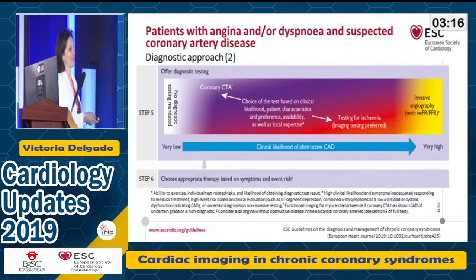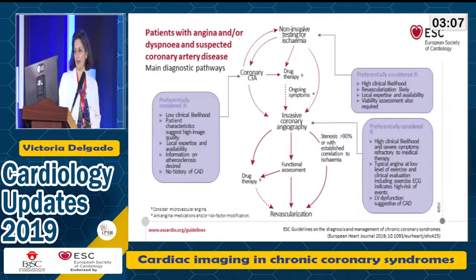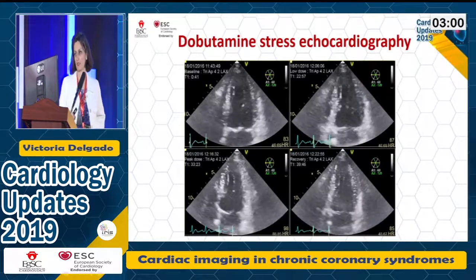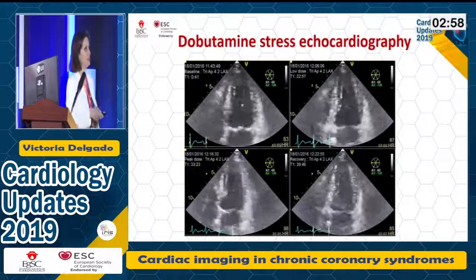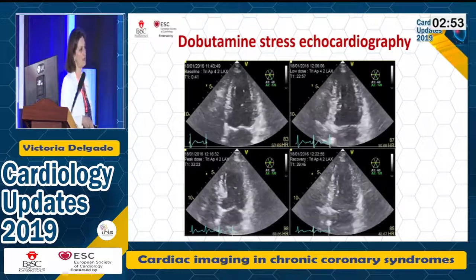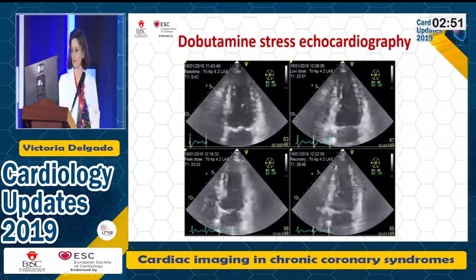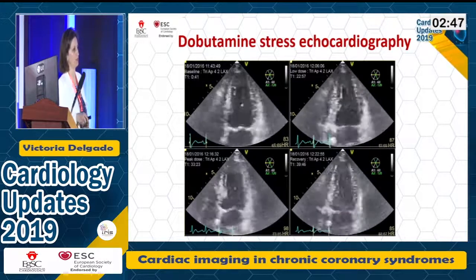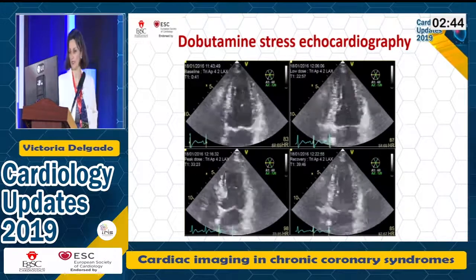So in this case, again, high likelihood of having coronary artery disease, so we would select a test for ischemia. And again, the same algorithm. And this is the dobutamine stress echocardiography that we perform. This is at rest, low dose, peak dose, and recovery. This is the 4-chamber view. And here in the 4-chamber view with the septal and the lateral wall, I don't see many abnormalities.